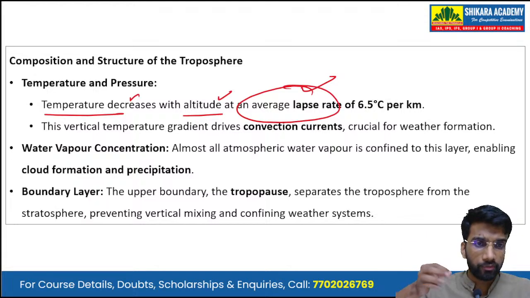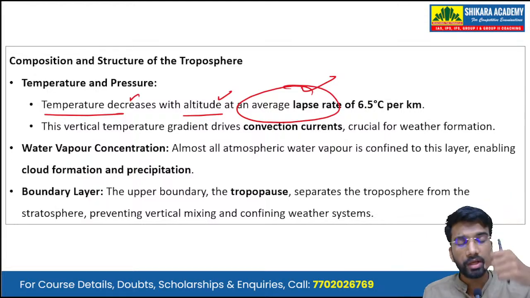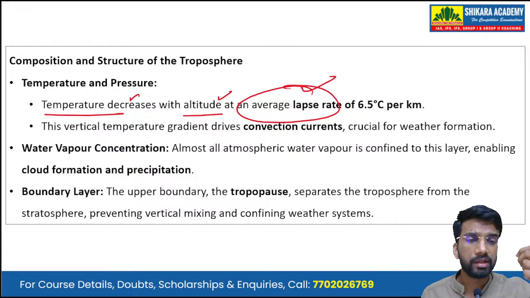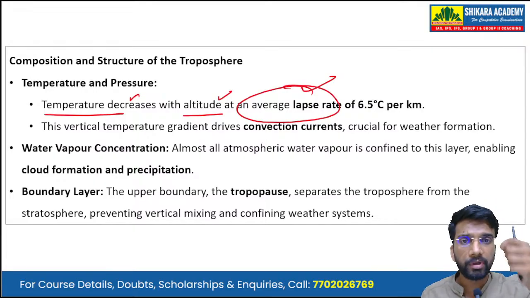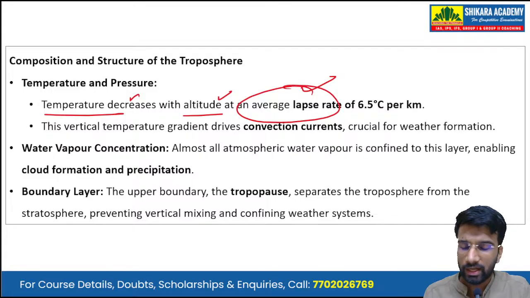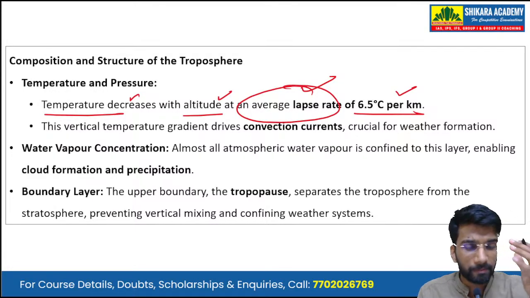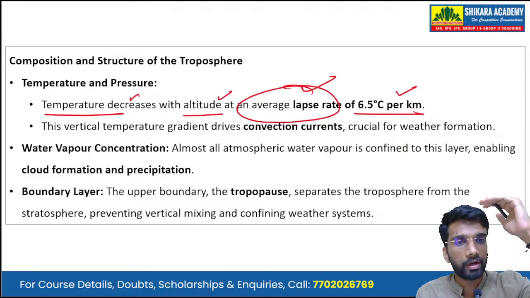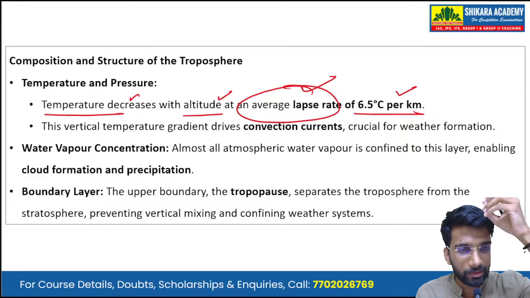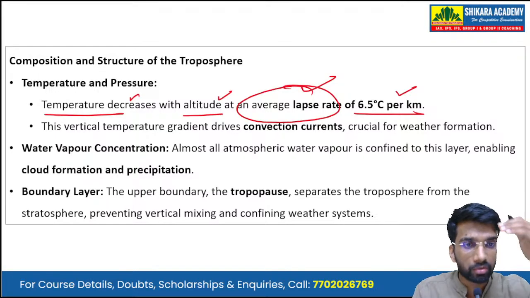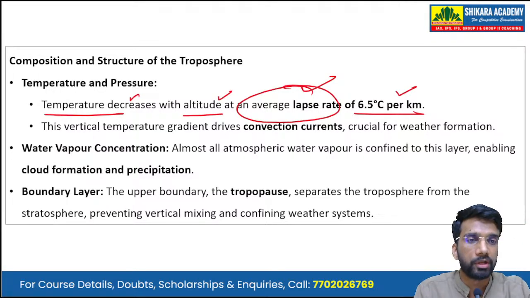So going from bottom to top, in the upward movement, as we go higher and higher in the troposphere, there is a drop in temperature, and that drop in temperature is the average lapse rate. It is about 6.5 degrees Celsius per kilometer. So going 1 kilometer above in the troposphere, the atmosphere will be 6.5 degrees Celsius cooler than what it was on the surface of the Earth.